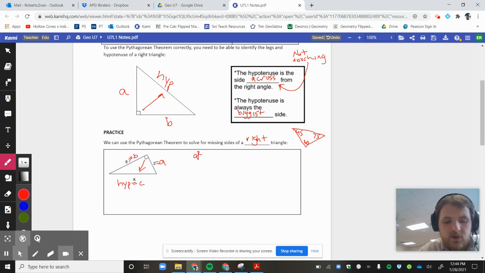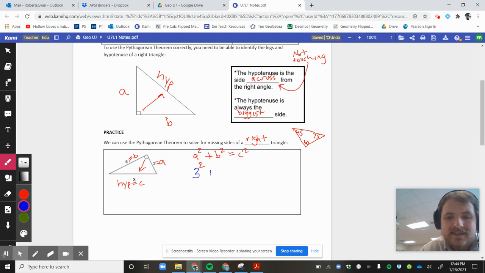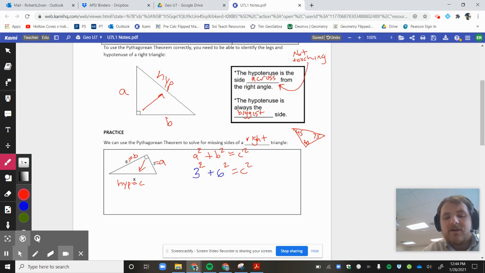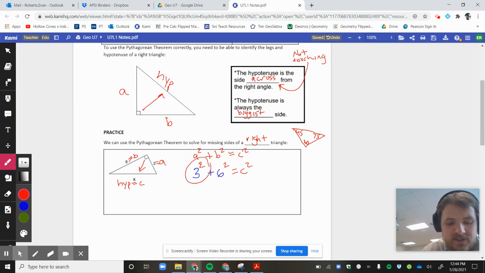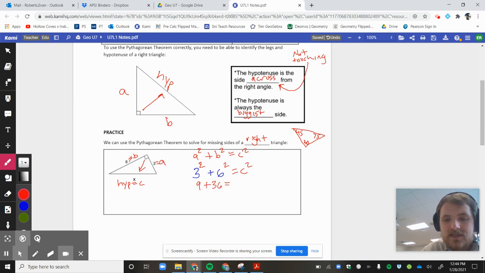So if I'm showing all my work here, I've got A squared, got my equation there. Then I'll put 3 to the second power. I'm just replacing stuff. Plus 6 to the second power equals c squared. Now, a common mistake is people do 9 to the second power, but order of operations tells us we've got to square these first. So that becomes 9 plus 36 equals c squared, and then 45 equals c squared.